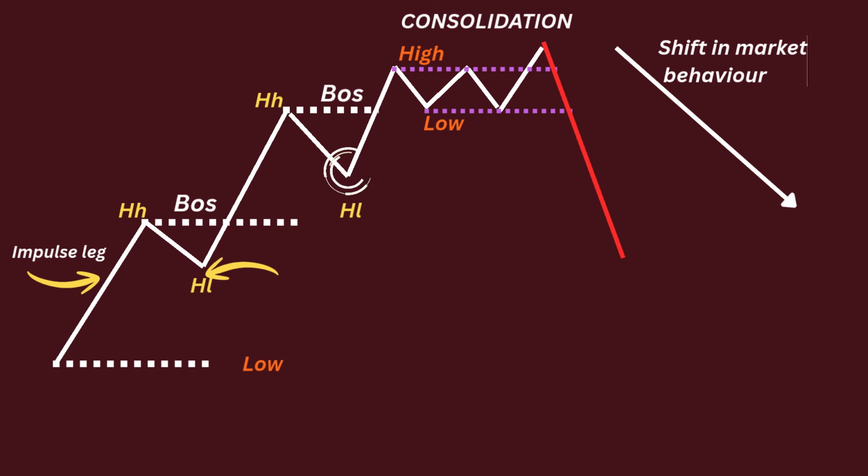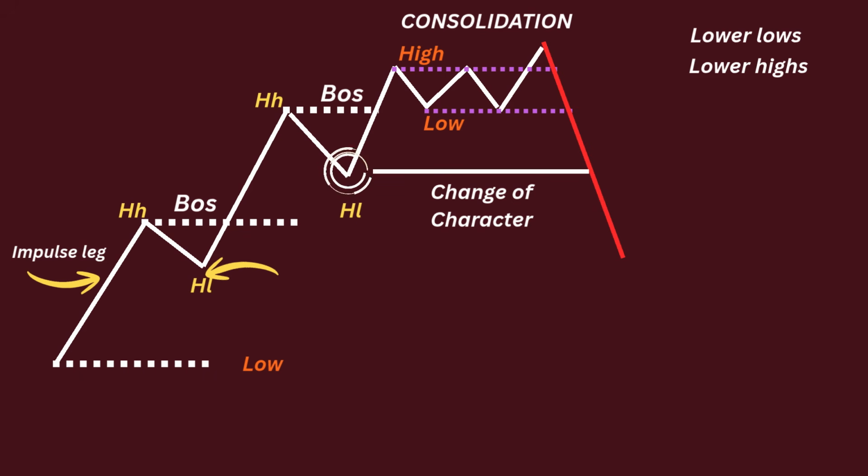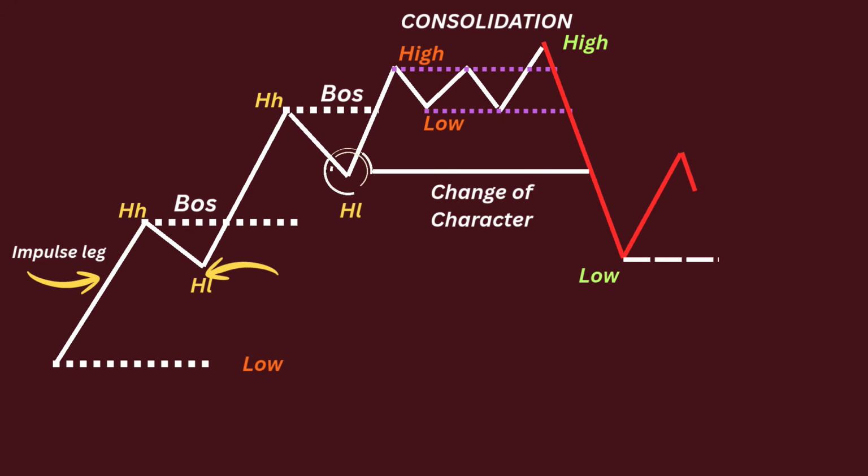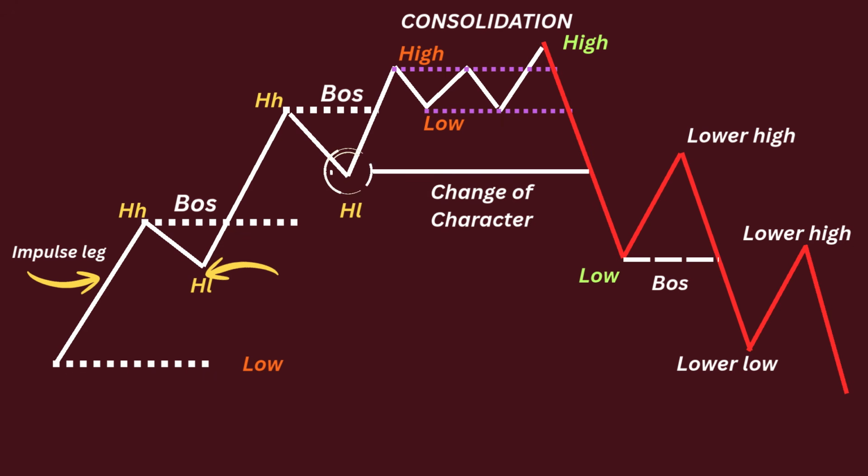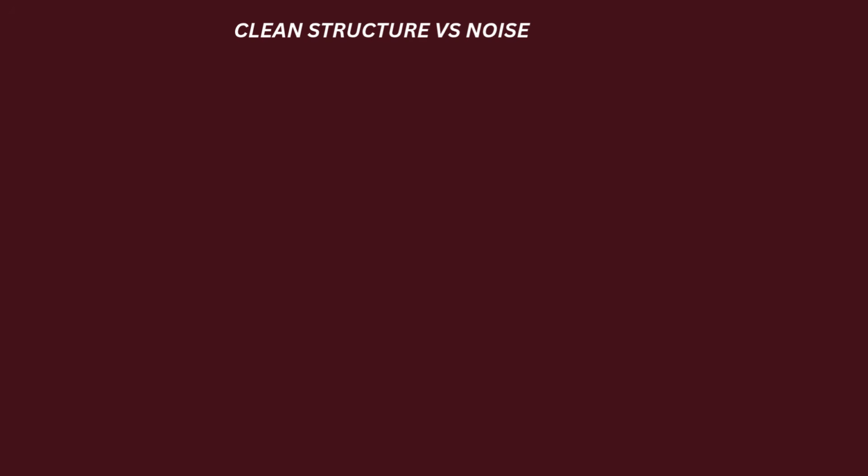This creates a shift in market behavior, a change of character. Buyers lose control and sellers step in. From here, the market starts forming lower lows, lower highs. What does that mean? When price breaks that higher low, we now have a new high and a new low. When price pulls back and then breaks that low, that high is now lower than the previous high, so it becomes a lower high, and the new low is lower than the previous low. Now we're in a bearish environment, a series of lower highs and lower lows, so we only focus on selling opportunities.